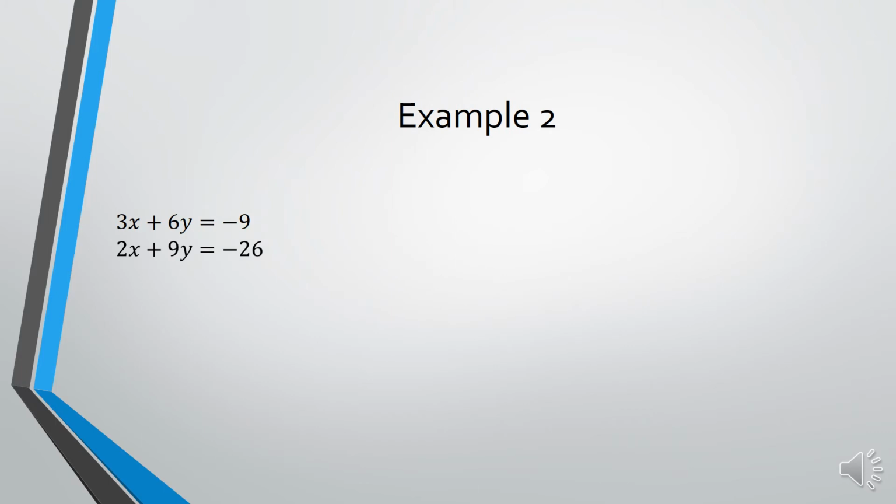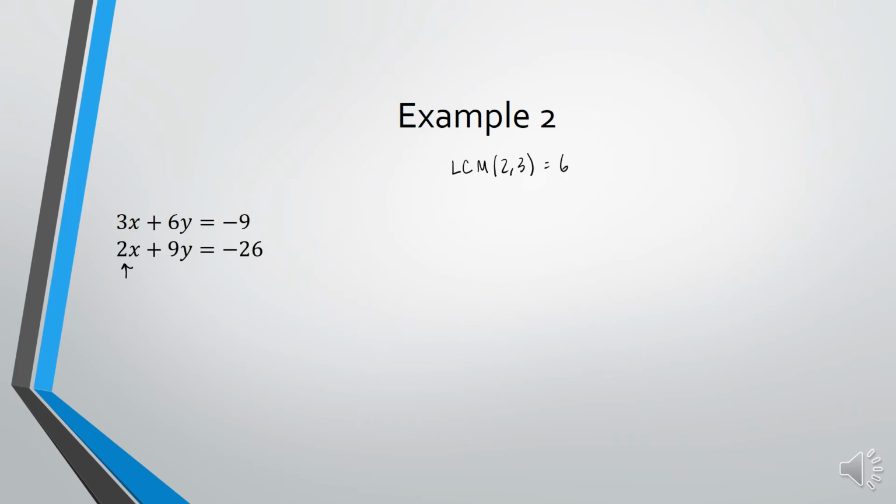Now let's look at 3x plus 6y equals negative 9, and 2x plus 9y equals negative 26. Okay, so this one's not 100% obvious on what we should multiply by in order to get some sort of elimination happening. Because the values are a little bit smaller for my x's, I think it makes sense to deal with those. So what I can do is look at the least common multiple of the two coefficients. The least common multiple of 2 and 3 is 6.